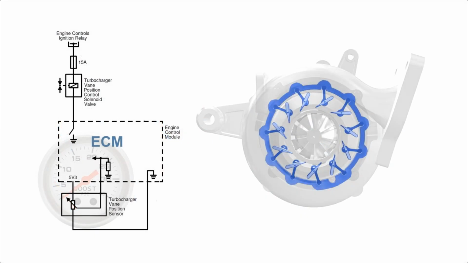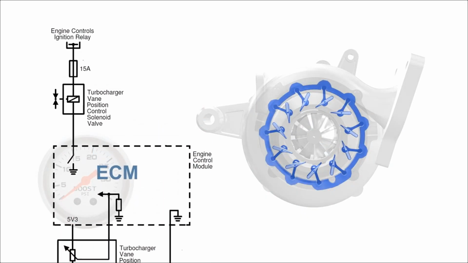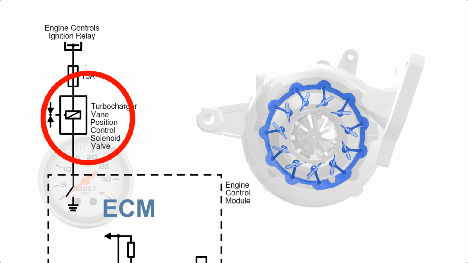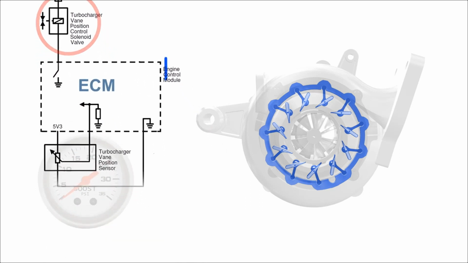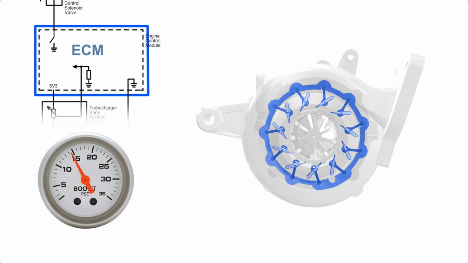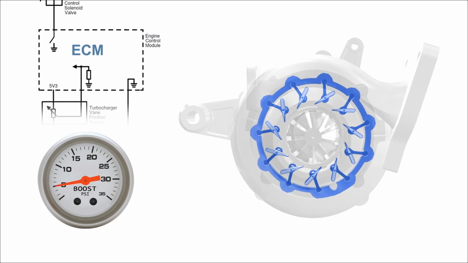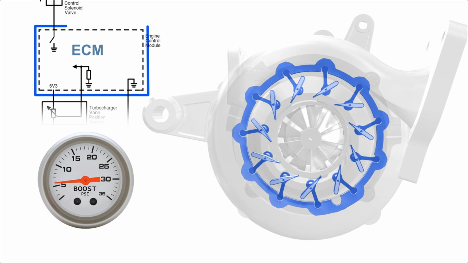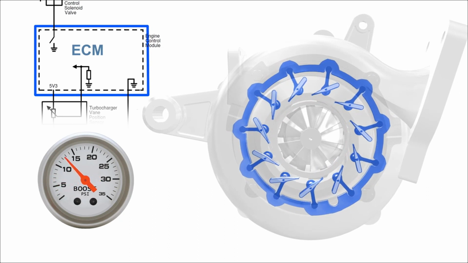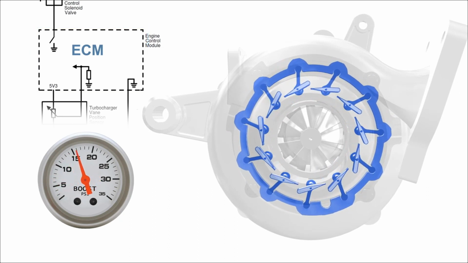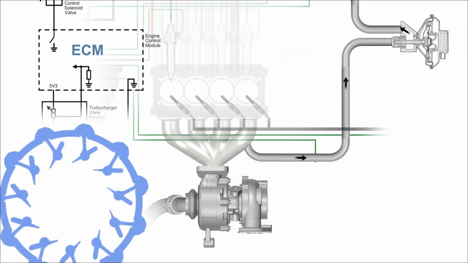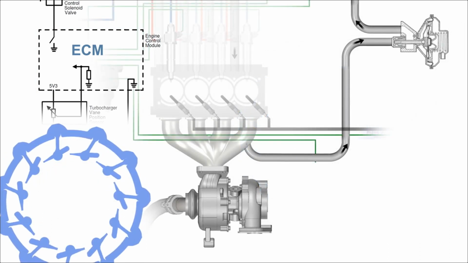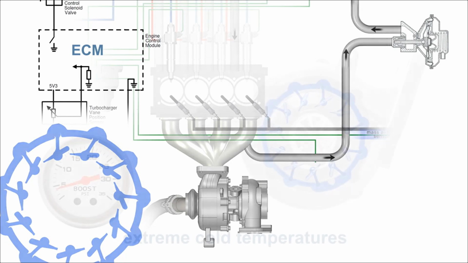The variable turbocharger vanes are controlled by the turbocharger vane position control solenoid. The ECM will vary the boost depending upon the load requirements of the engine. The turbocharger vanes are normally open when the engine is not under load. The ECM will close the turbocharger vanes to increase the engine power and to create a higher pressure. The ECM will often close the turbocharger vanes to create back pressure to drive exhaust gases through the EGR valve.